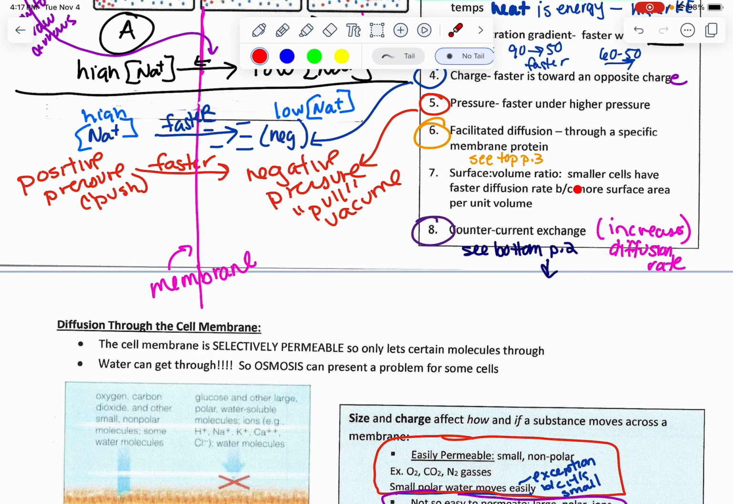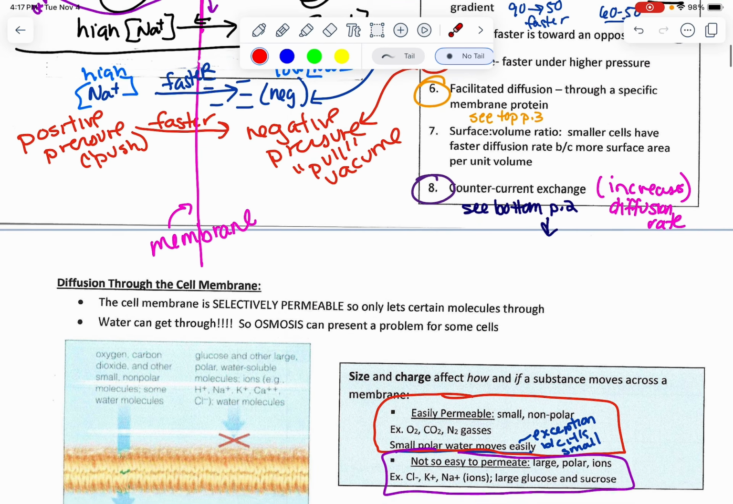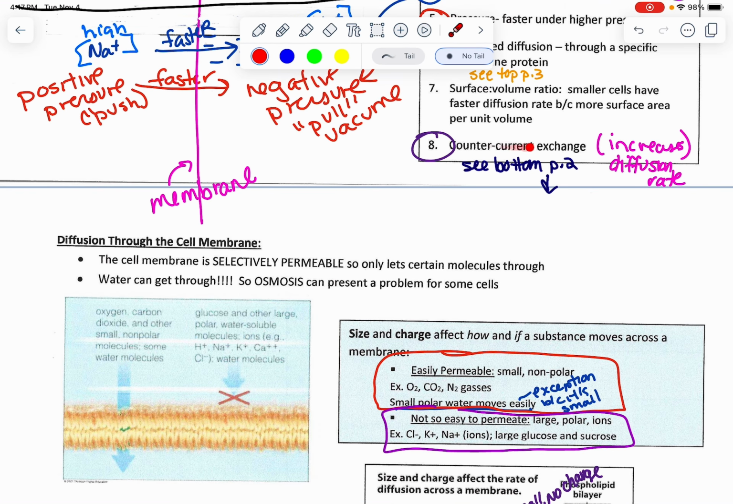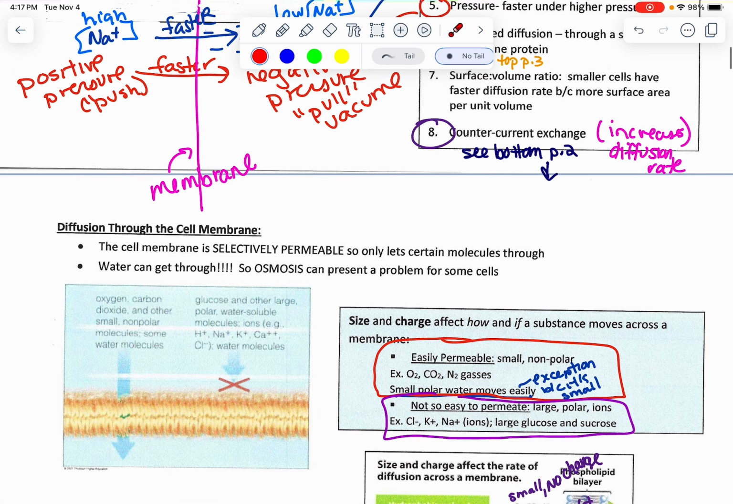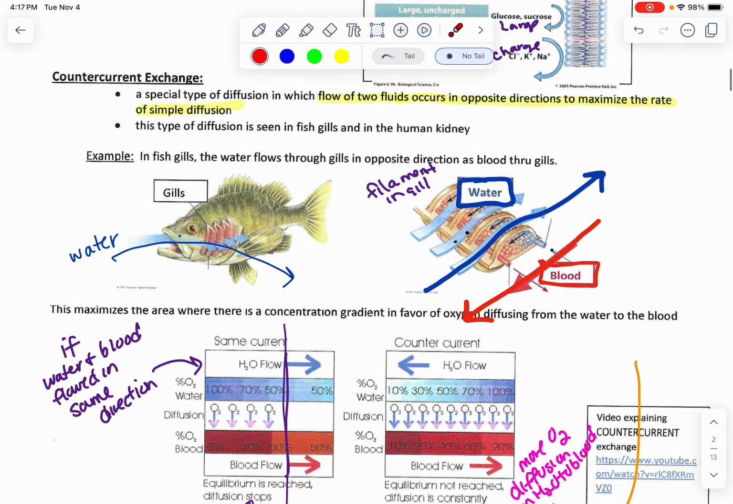Surface to volume ratio: we talked about how smaller cells have a faster diffusion rate because they have a higher surface area to volume ratio. That's kind of old. And number 8, countercurrent exchange will increase the rate of diffusion. We're going to see that here at the bottom of page 2, which I could just skip to. Let's just scroll down to here's countercurrent exchange, or an example of it.